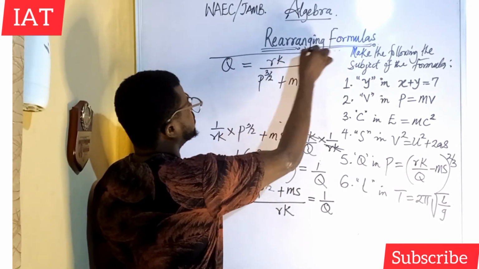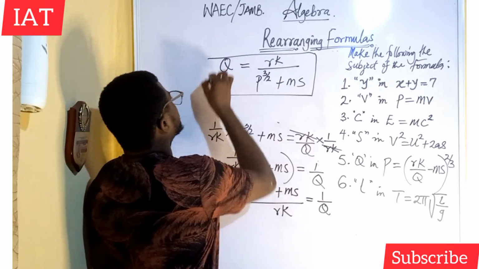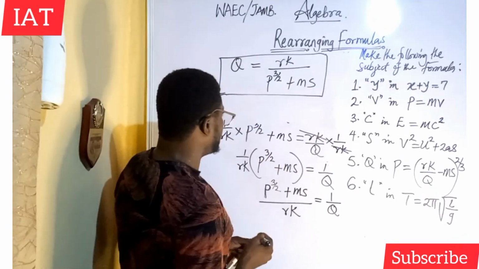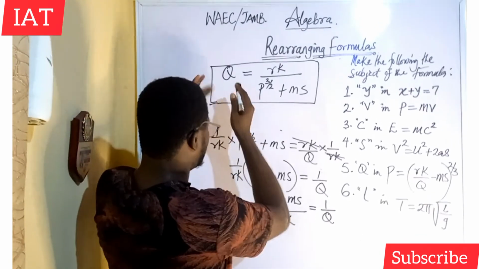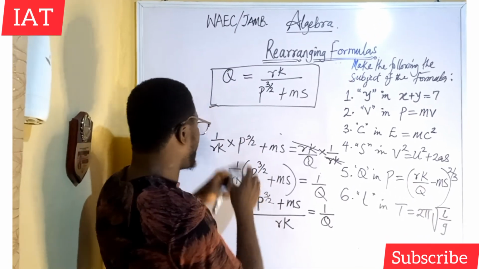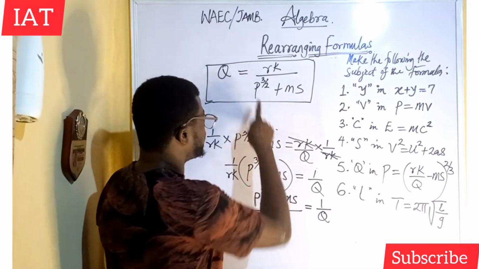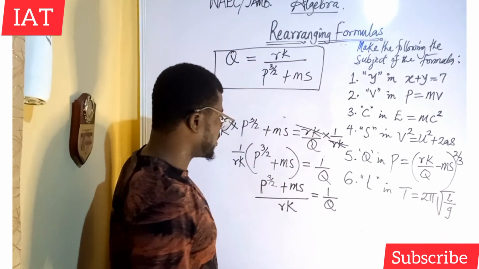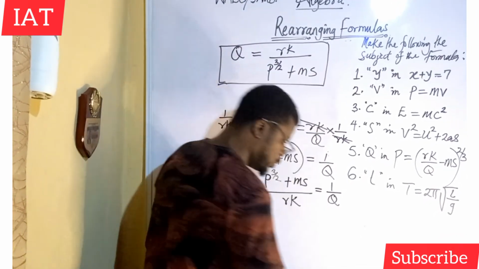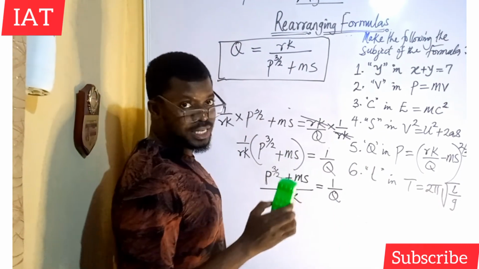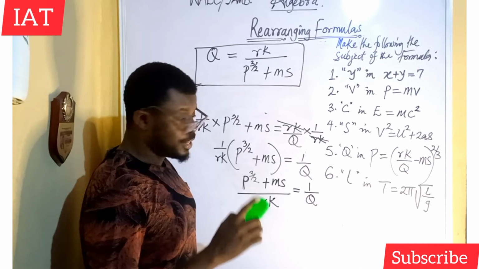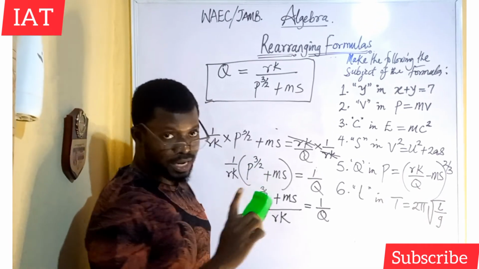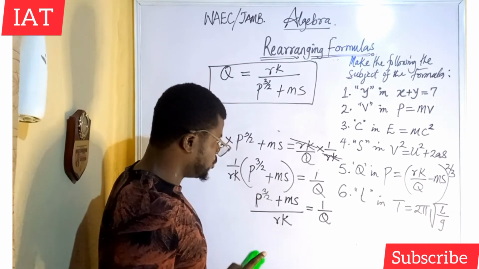So this is the solution to this problem. You can see that q is standing all by itself, or we have expressed q in terms of the quantity we have at the right hand side. So that is the solution to that. So if you've written WAEC this year 2022 and you see something like this, I don't know if you can recall what you've gotten as your answer, but this is the right solution to it.